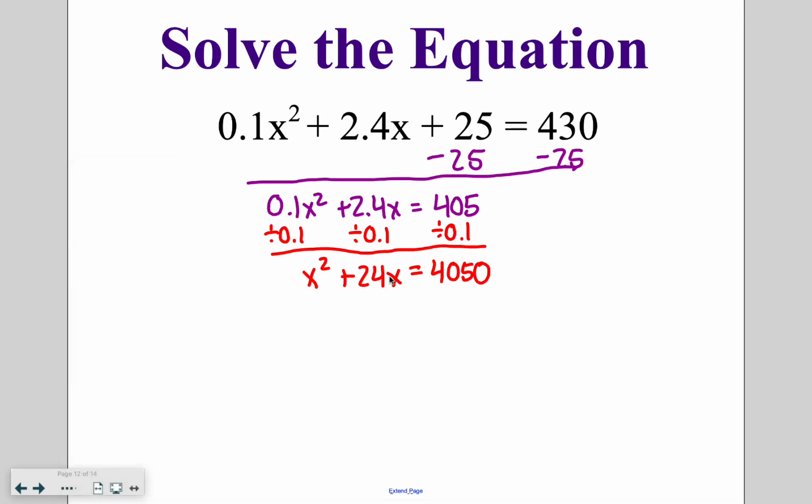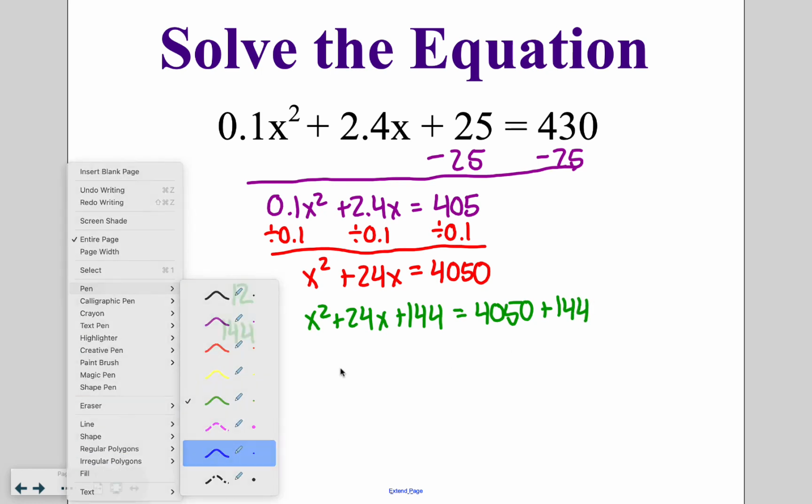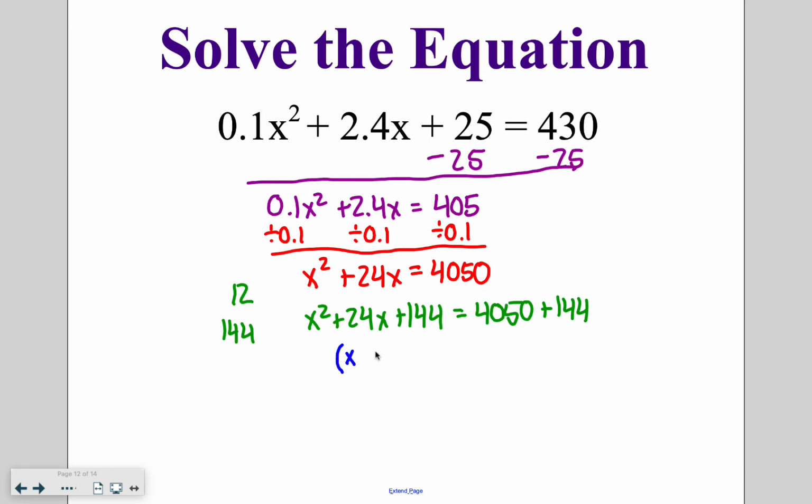Now I have an x squared by itself, and x squared and x on the same side, so I can complete my square. Half of 24 is 12, squaring that is 144. So I'm going to add 144 to both sides of my equation, resulting in this version of my equation. Now when I simplify and factor, my left side becomes my perfect square format. So I've got x plus 12 squared.